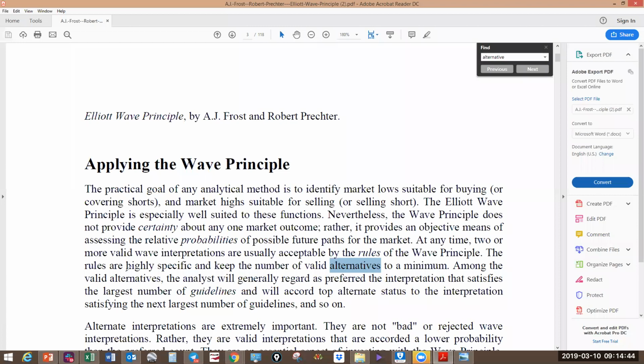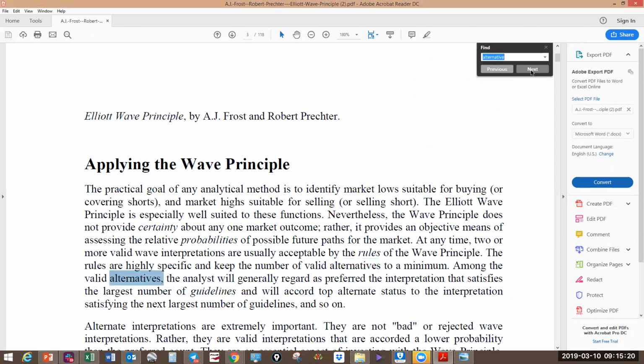The rules, as we've already read, say that among the valid alternatives, the analyst will generally regard as preferred the interpretation that satisfies the largest number of guidelines, and will accord top alternative status to the interpretation satisfying the next largest number of guidelines. So even if I give you more than one alternative here, I will always show you the one that is most probable, that follows the most guidelines and rules. That's why we've got more than one alternative.